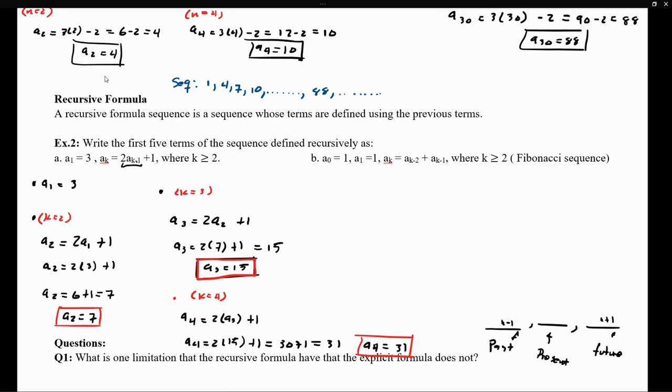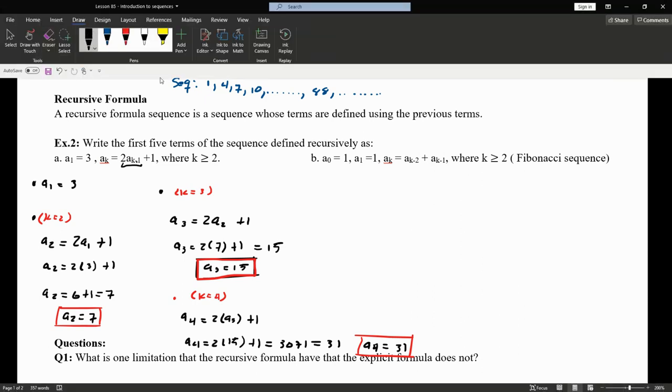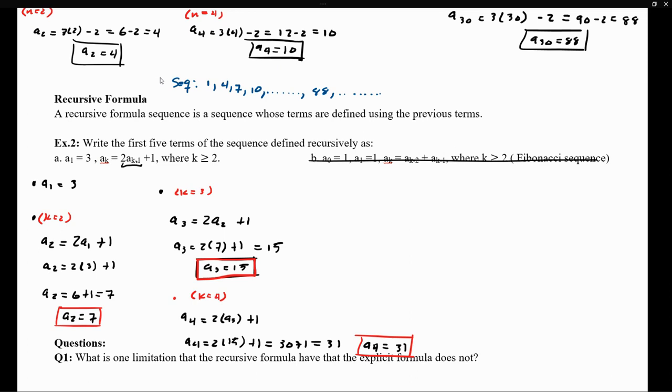What we have found is that we have defined a sequence. Because now our sequence, and again, we're not looking at B right now, it has this form. The first term is defined as 3, the second term is defined as 7, the third term is defined as 15, and the fourth term is defined as 31.